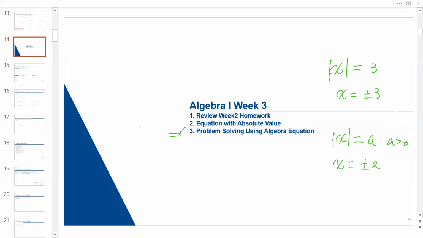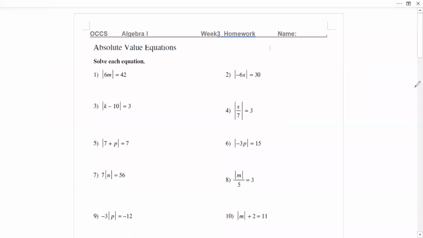The second part is we use the equations to solve problems, algebra equations solve problems. So let's go to review the homework first. All right, so take your homework out. Let's check it together here. So very quick. So if you have wrong one marked and do it again. All right, in your notebook. Okay, so let's begin here.